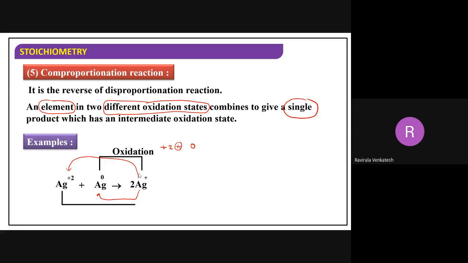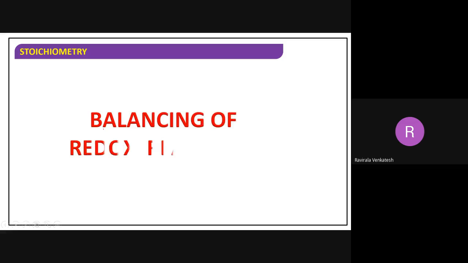Now we can also observe here how it is undergoing redox. In this case, 0 converting into plus 1 is oxidation and plus 2 converting into plus 1 is called reduction. It is also the redox concept here. So this is about the comproportionation reaction.